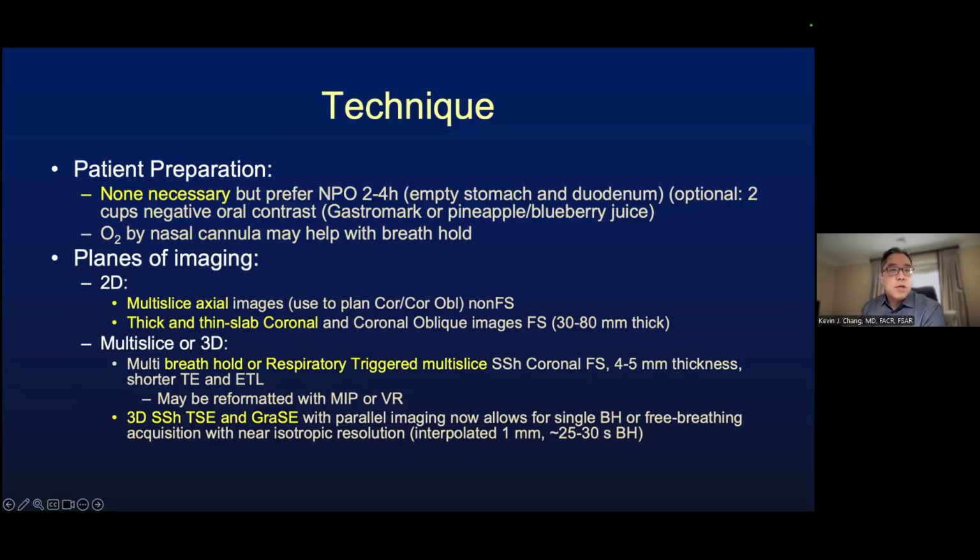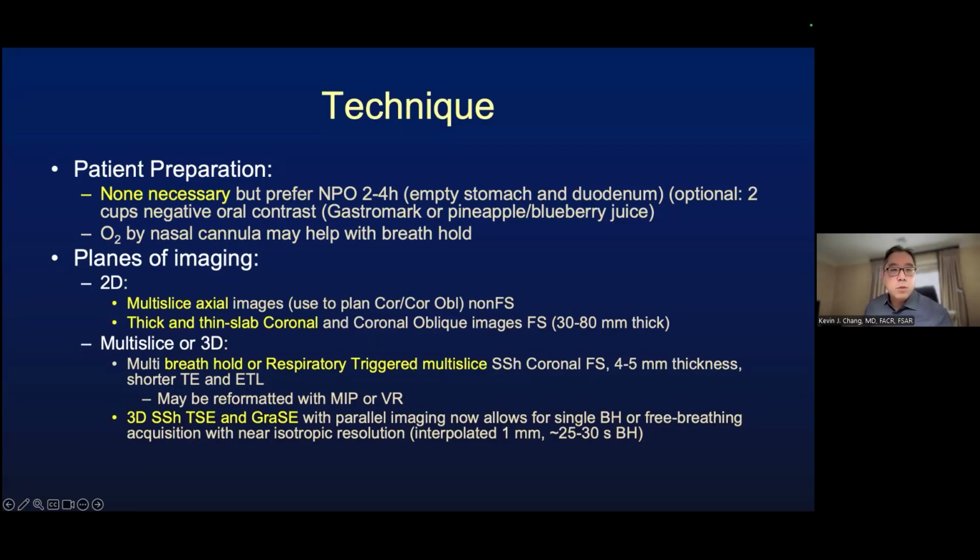An alternative can be giving some kind of a negative oral contrast agent. I think Gastromark was taken off the market, but anything else that can reduce your T2 relaxation time for fluids, such as certain fruit juices or even gadolinium diluted fluid, can also help reduce the T2 signal intensity of GI tract fluid. You can also give oxygen by nasal cannula to help patients with breath holds.